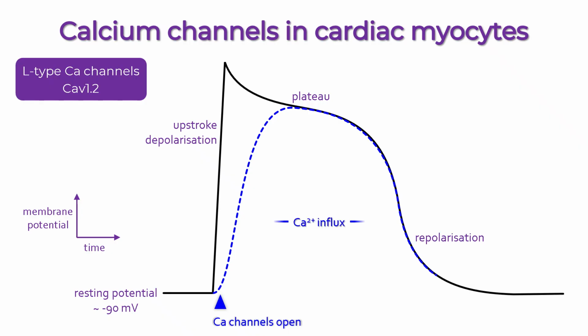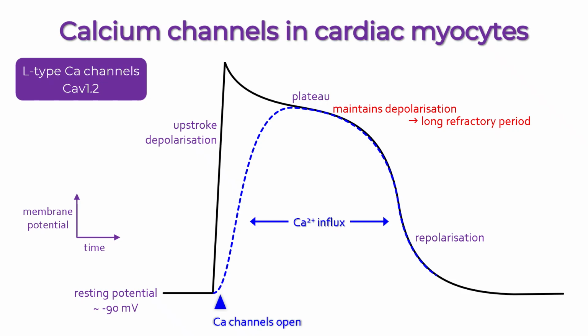Calcium entry during the action potential serves two critical functions. Firstly, it maintains depolarization during the action potential plateau. This ensures a long refractory period, during which the muscle cannot be prematurely re-excited, preventing the atria and ventricles from contracting between heartbeats.